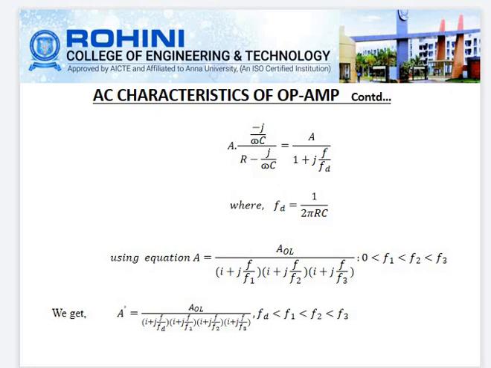From this we are going to find the A dash. A dash is equal to open loop transfer function gain AOL divided by 1 plus jf by fd into 1 plus jf by f1 into 1 plus jf by f2 into 1 plus jf by f3. The condition is Ft is the smallest frequency, F1 is greater than Fd, F2 is greater than Fd, and F3 is greater than F1, F2 and Ft.